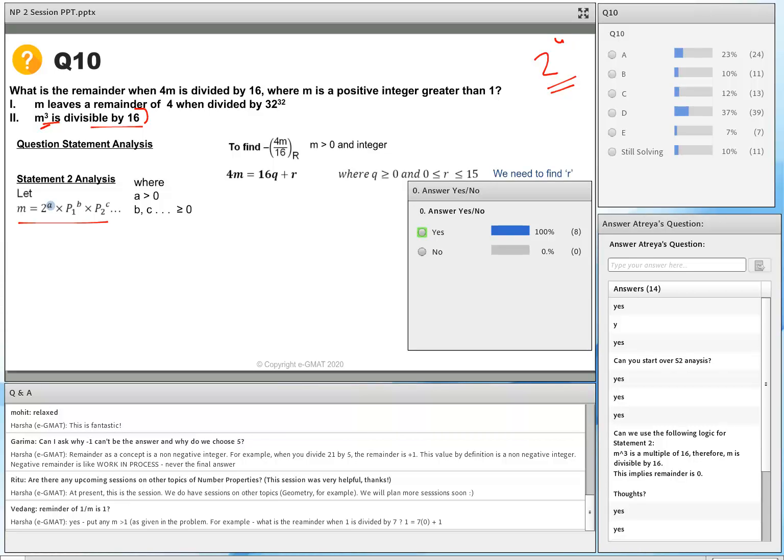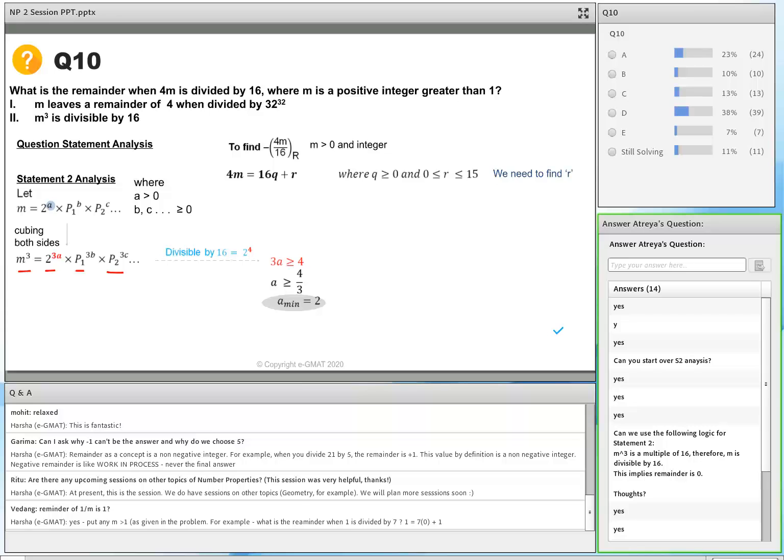Okay, just wait. I can write all numbers in this format. M is equal to 2 to the power a times p1 to the power b times p2 to the power c, where 2, p1, p2, all of these are prime factors, and a, b, c, all of these are the powers of these factors. Now, if m is written as this, how can I write m cube? I cube both the sides. I write m cube as 2 to the power 3a times p1 to the power 3b times p2 to the power 3c. Now, I told all of you that since m cube is divisible by 16, it definitely has a 2 to the power 4 in it.